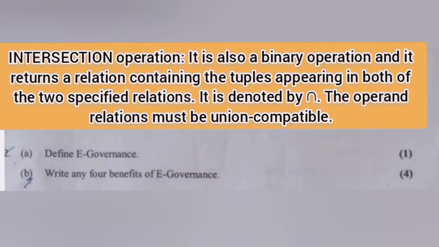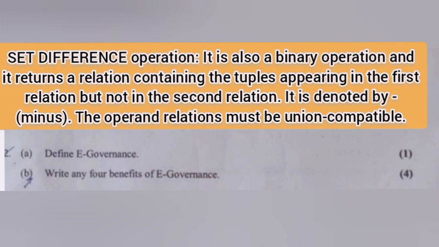Intersection operation. It is also a binary operation and it returns a relation containing the tuples appearing in both of the two specified relations. It is denoted by the symbol of intersection. The operand relations must be union compatible. 4. Set difference operation. It is also a binary operation and it returns a relation containing the tuples appearing in the first relation but not in the second relation. It is denoted by minus. The operand relations must be union compatible.